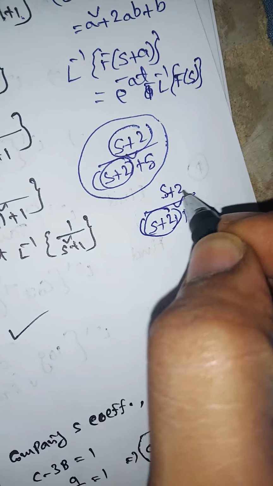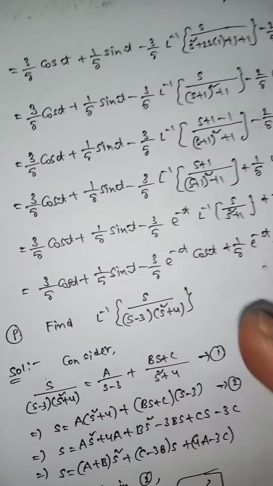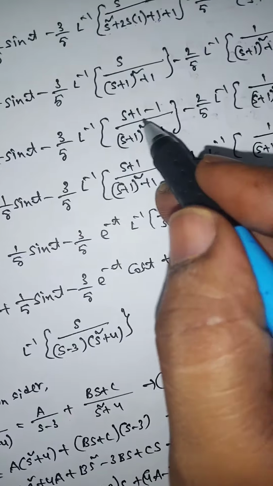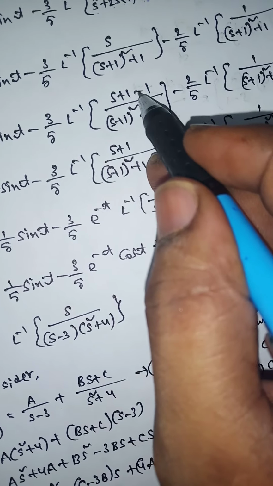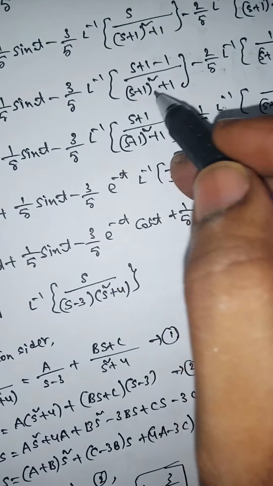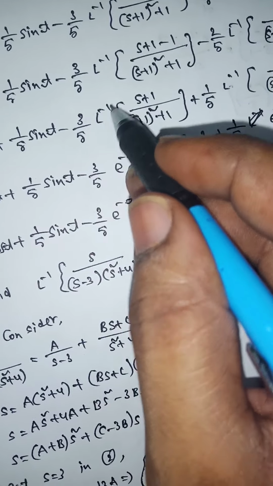Here also you should have s plus 2. And if you are able to understand this, you can make the changes. 3 by 5 cos t plus 1 by 5 sin t minus 3 by 5. s plus 1, treat s plus 1 as one term, minus 1 as another term, converting into two terms. This s plus 1 by s plus 1 whole square plus 1, and multiply 3 by 5 and apply L inverse.